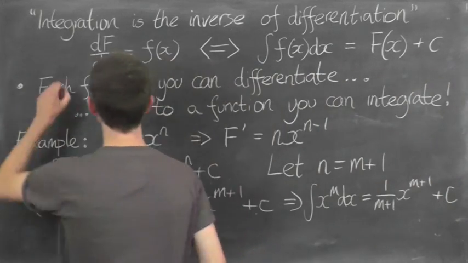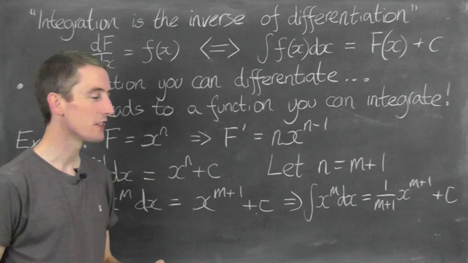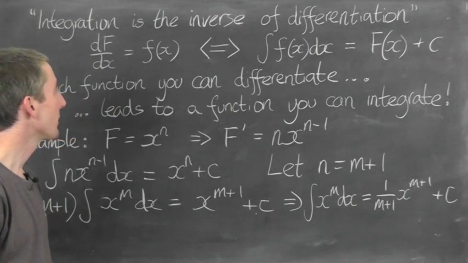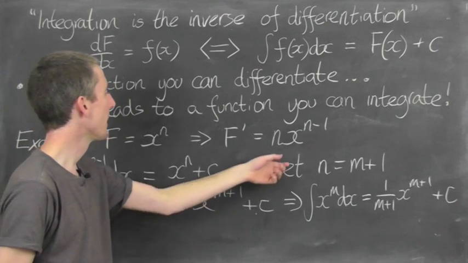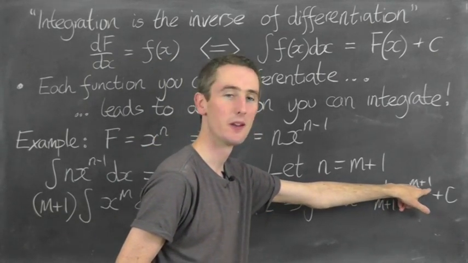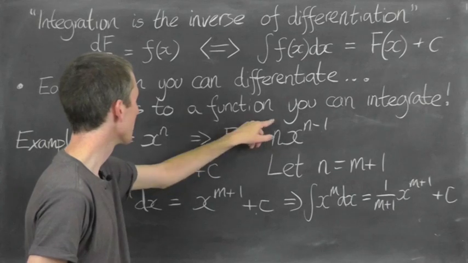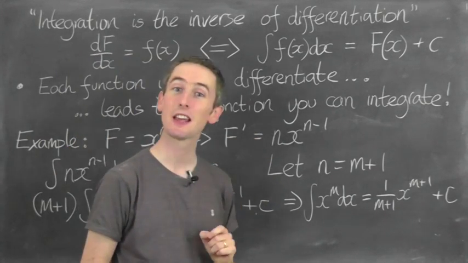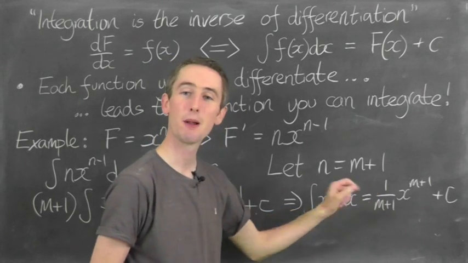And all we've done here is we've used the fact that integration is the inverse of differentiation. So we see that whereas differentiation lowers the power by 1, integration raises the power by 1. And in both cases, there's a constant which corresponds to the index, which you have to take care of. In this case, it's 1 over m plus 1.